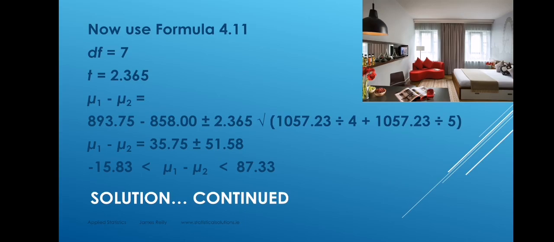Applying the minus, we get the lower figure of minus 15.83, and the upper figure is 87.33. Notice that that interval does contain 0, so it's possible that there is no difference. But we can state with 95% confidence that Lucan is between €15.83 less expensive and €87.33 more expensive than Naas for apartment rental on average.